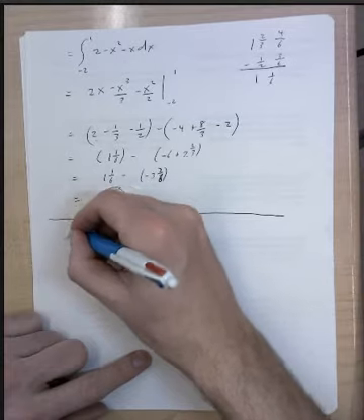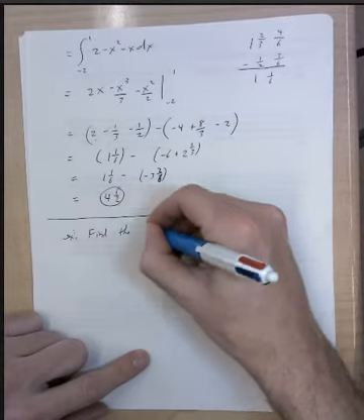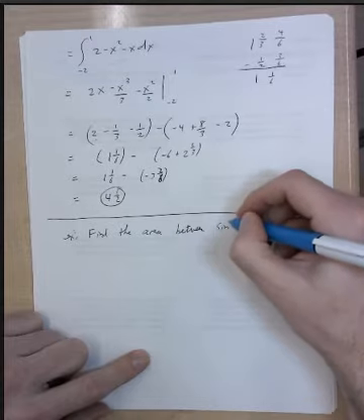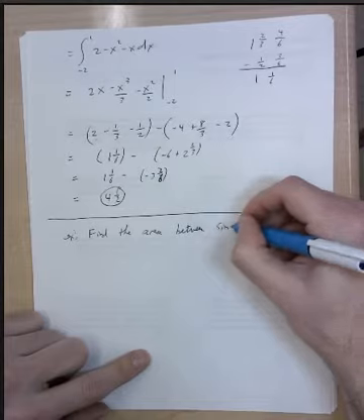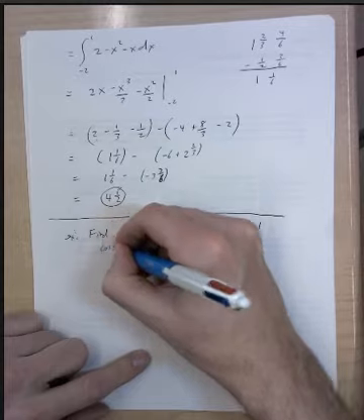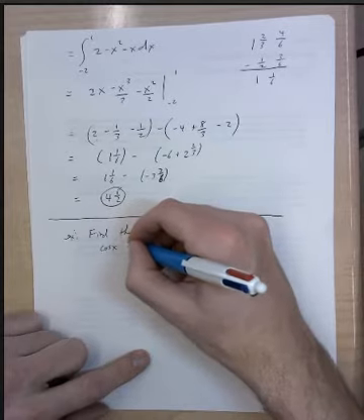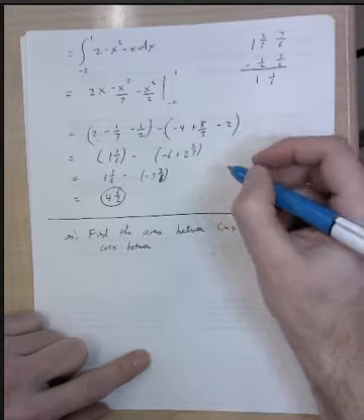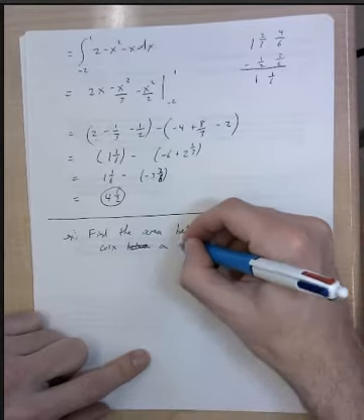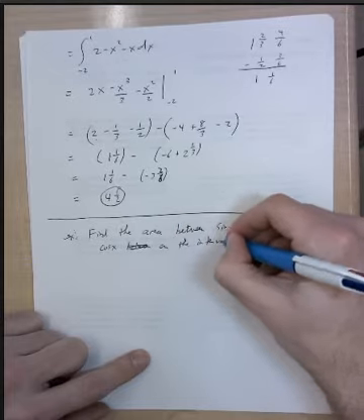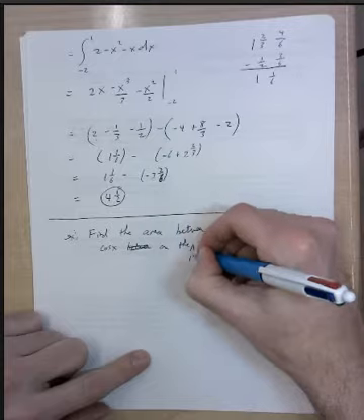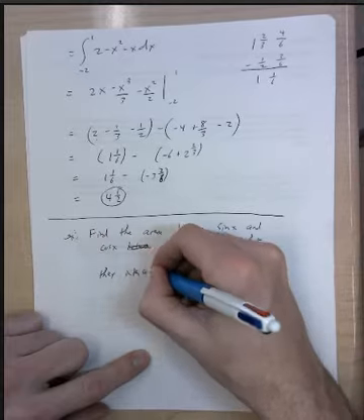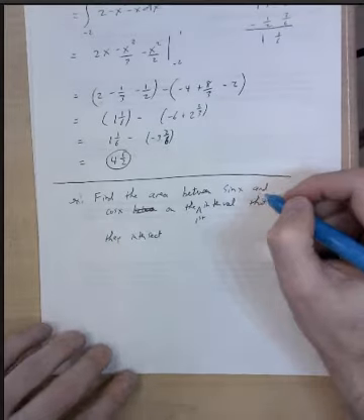So here's the example then. Find the area between sine x and cosine x on the first interval that they intersect. That's a little confusing wording. I'm sure I could have worded it better.